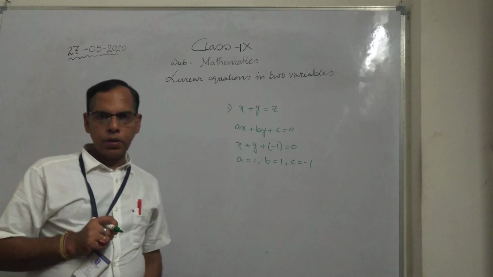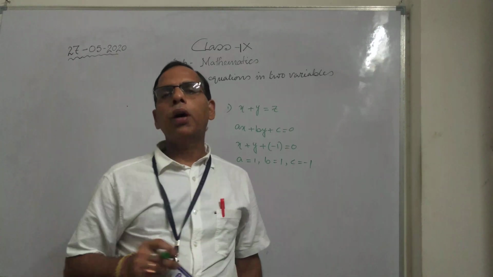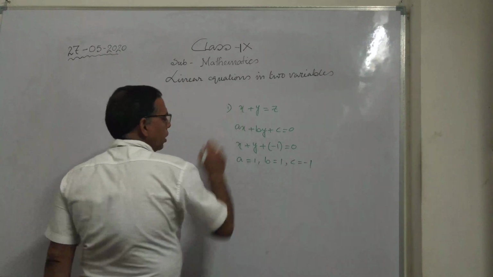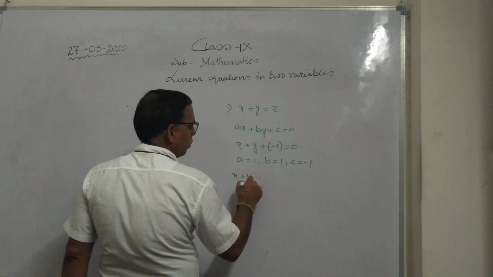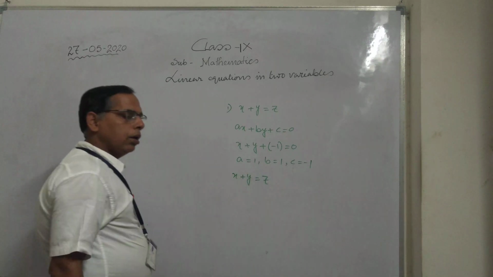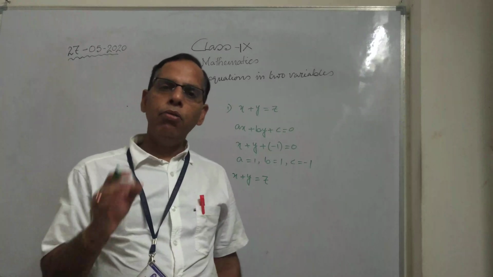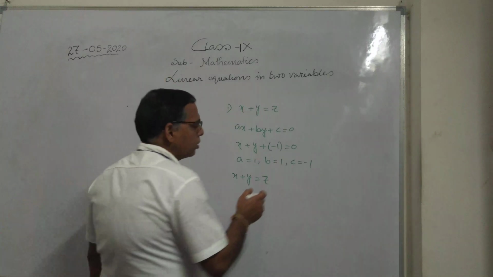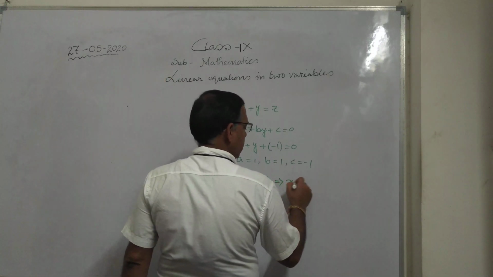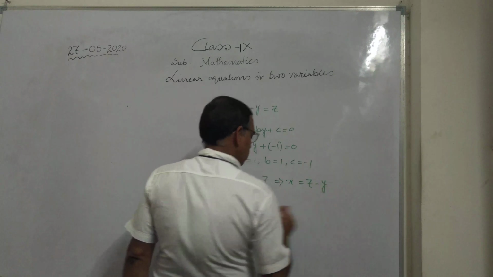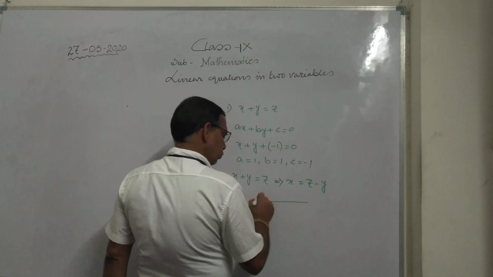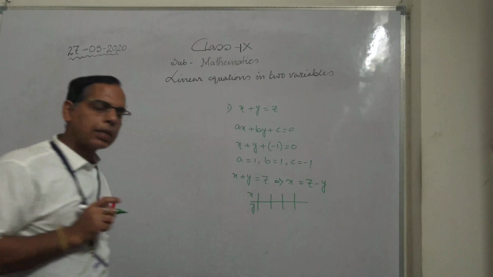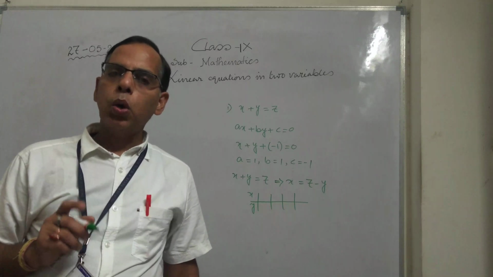Next you have seen how to find the values of the variables, that is the coordinates. Suppose x plus y equal to 7. First of all you have to express any one variable in terms of the other, say x equal to 7 minus y. Now how to find x, y? And this x and y is also known as an ordered pair.